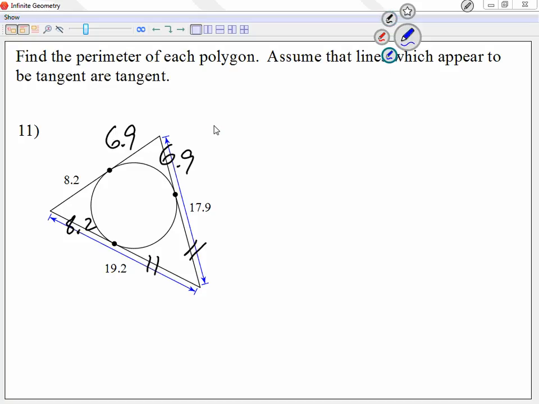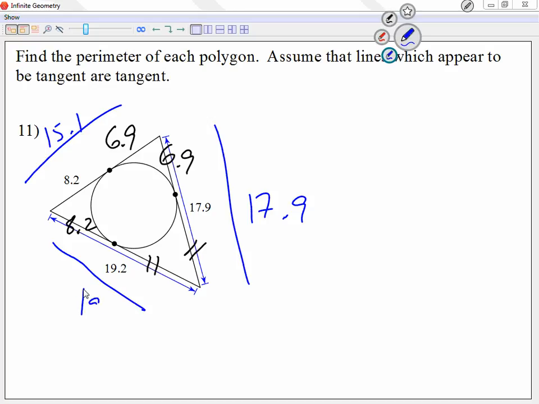So this other side is 6.9. For my perimeter, this whole side is 17.9. This other side is 15.1. I just added those two numbers. And then this side is 19.2. Add those three sides, and you should get 52.2. Make sense? All right. Any other questions?